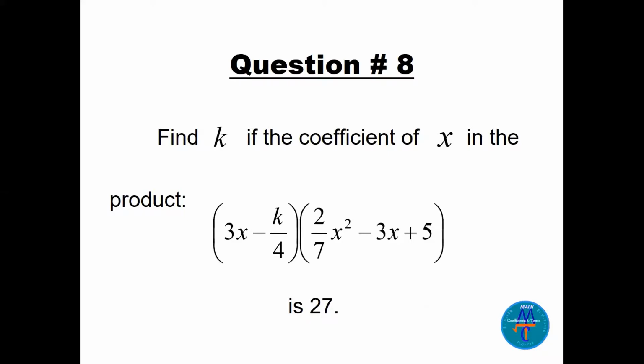Find k. Say there is a k here, some number. It will be a number, if the coefficient of x in the product is 27. So there is a little twist here.